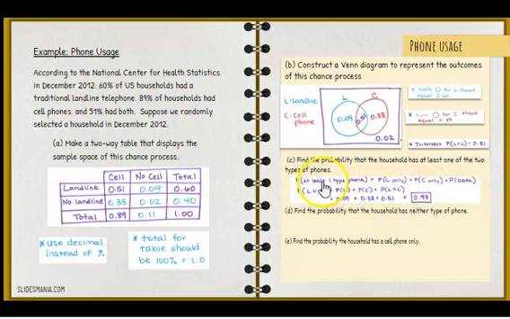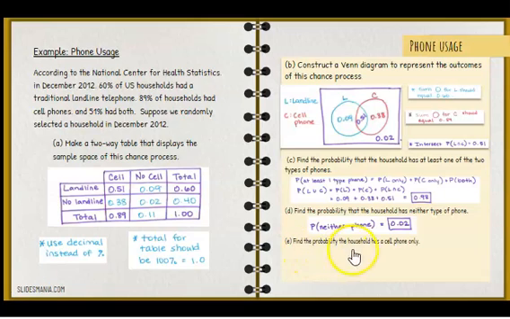All right? Find the probability that a household has neither type of phone. So that would mean outside the circles. Well, if I've done my diagram correctly, I can just look at it. So I would just say probability of neither phone is 0.02.